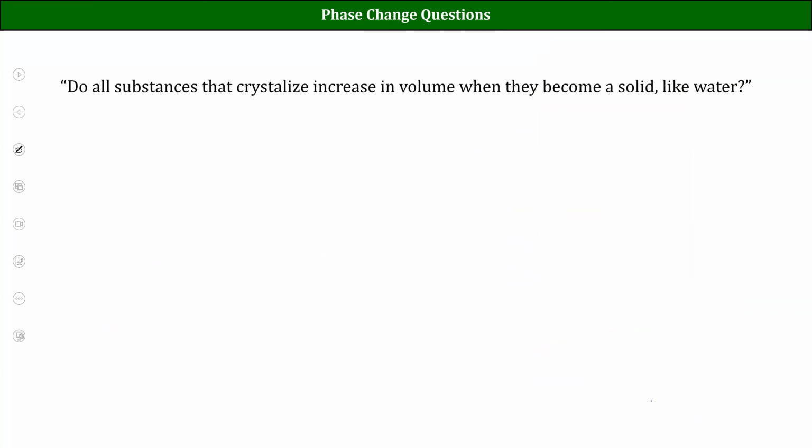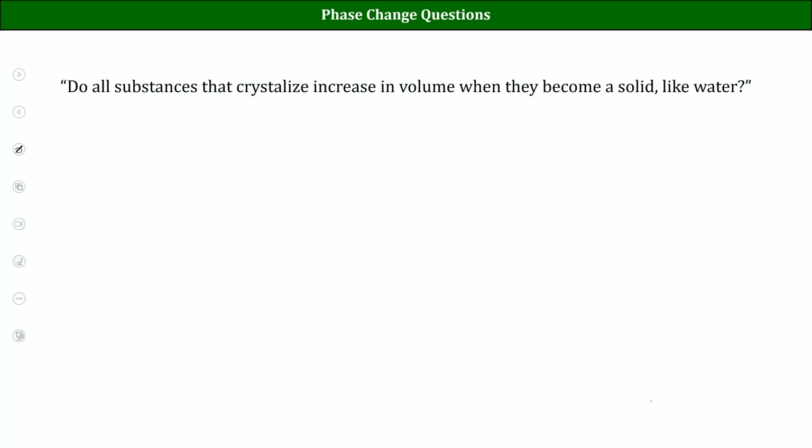Another random quiz question that perfectly set up the next slide. Do all substances that crystallize increase in volume when they become a solid? Because water does, right? We all have experience with if you put water in a water bottle and then put it in the freezer, it expands. Or if you put a can of something in the freezer, when it freezes, the can can explode. Turns out water is actually pretty unique that way.